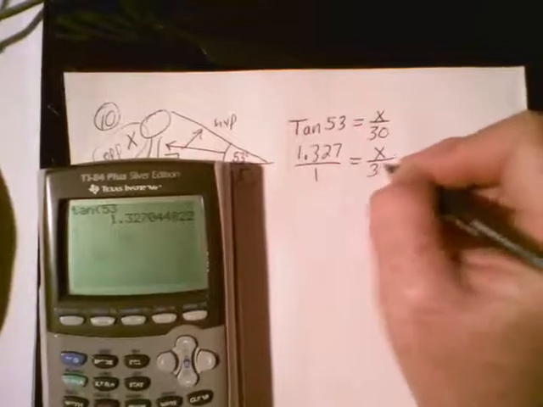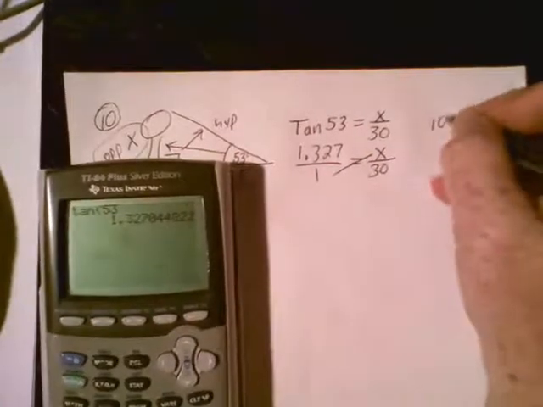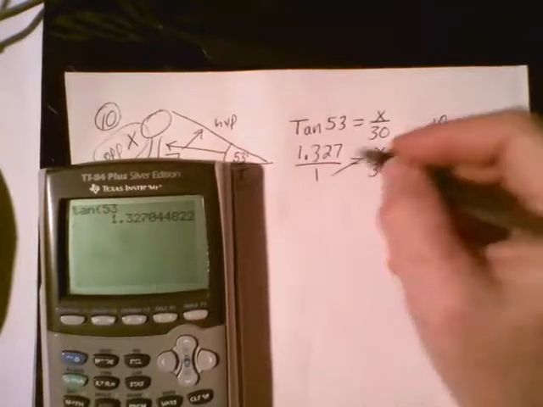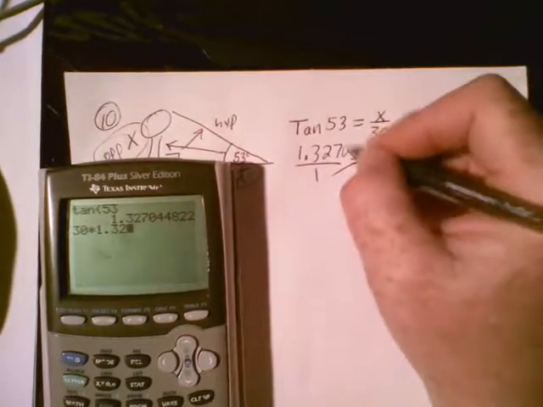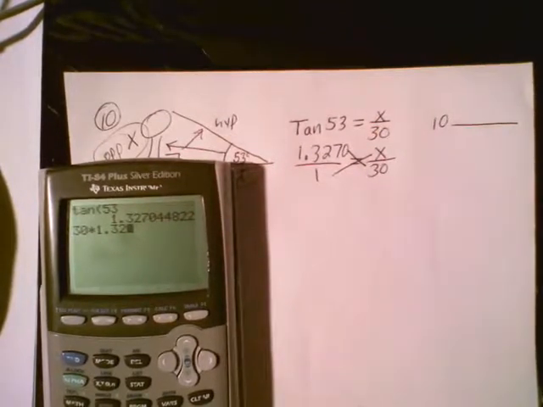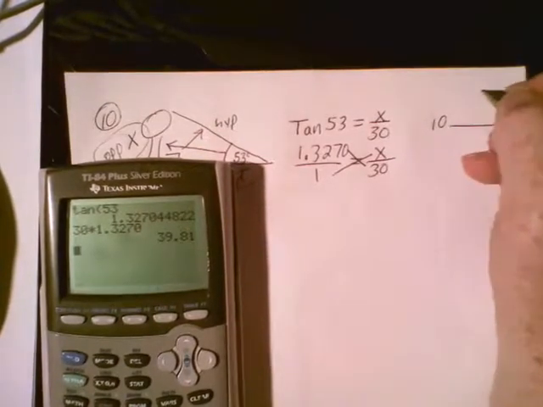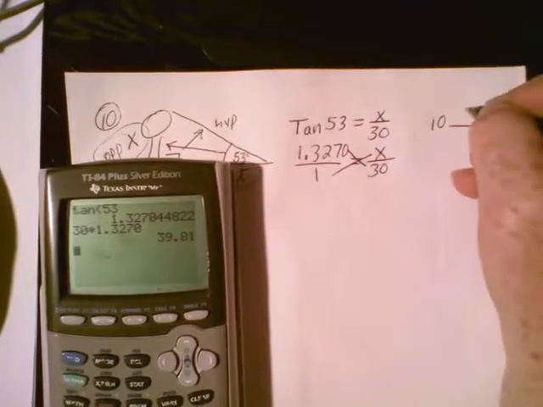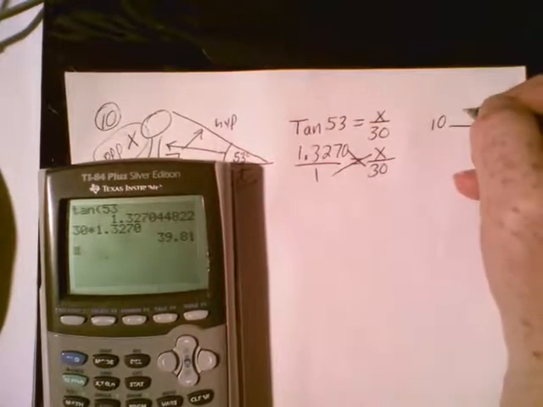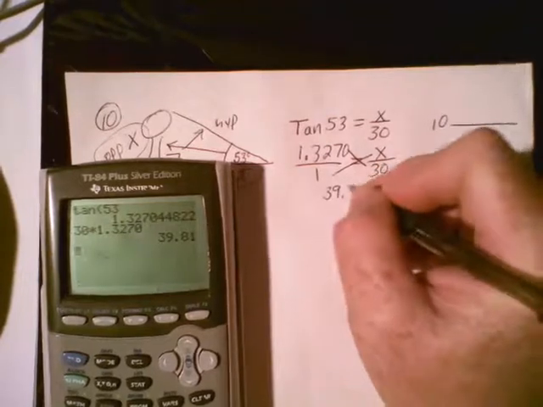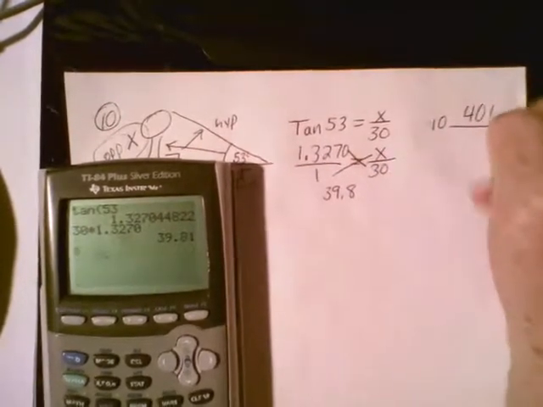X over 30. When we cross multiply, we're just going to get X here. So when we cross multiply this other way, it's going to be our answer. So I'm just going to punch that into my calculator. 30 times 1.327, and we get 39.81, or about 39.8 feet, but they said round to the nearest foot, so we're going to round that up to about 40 feet.